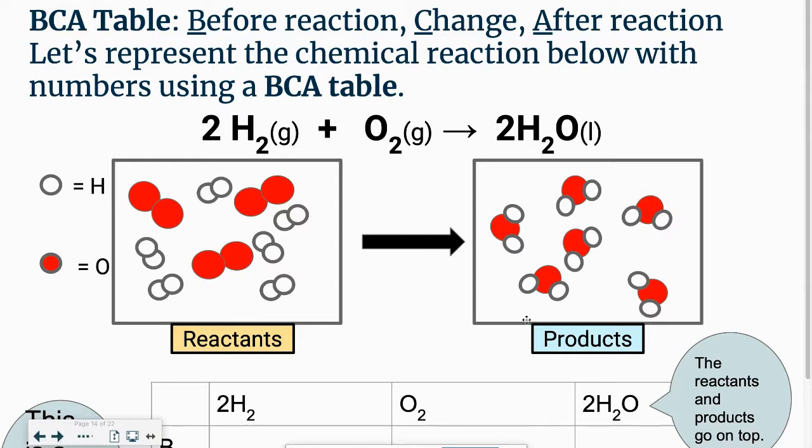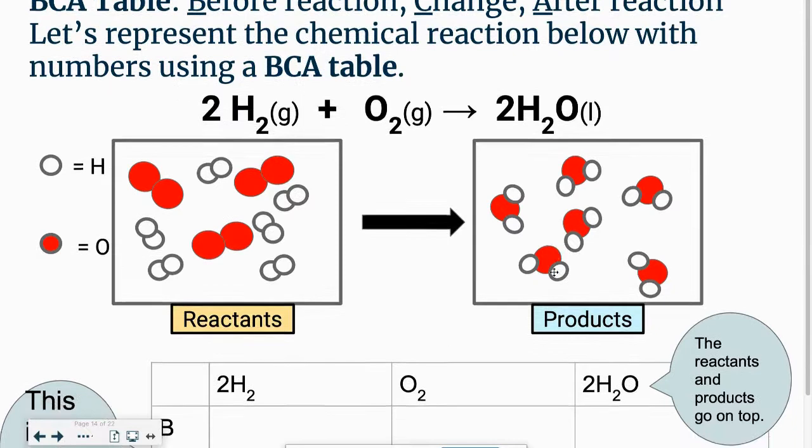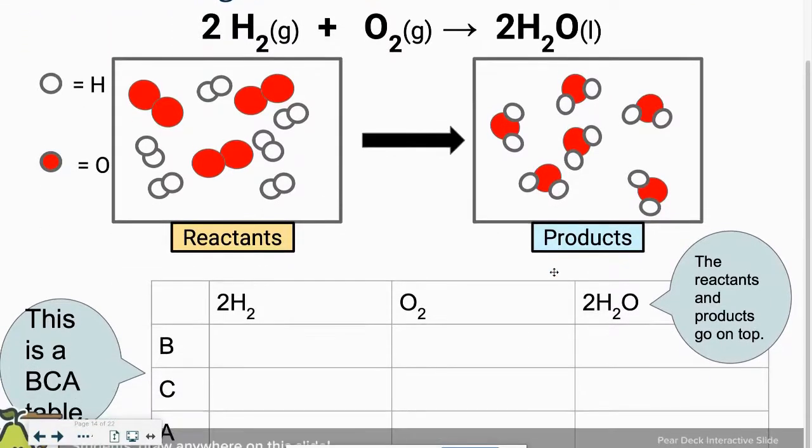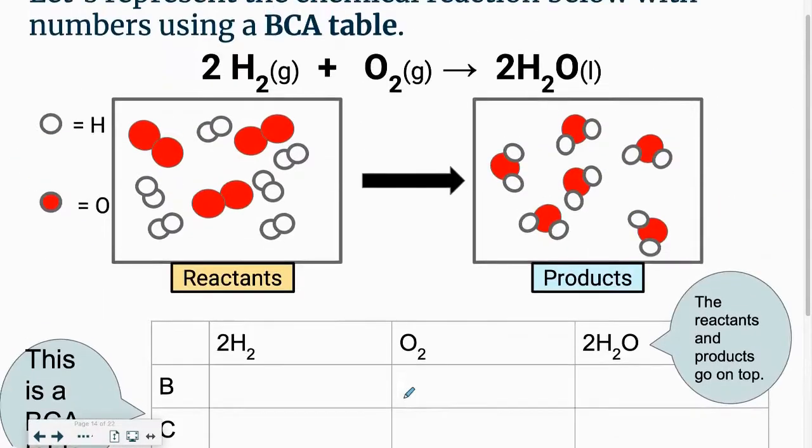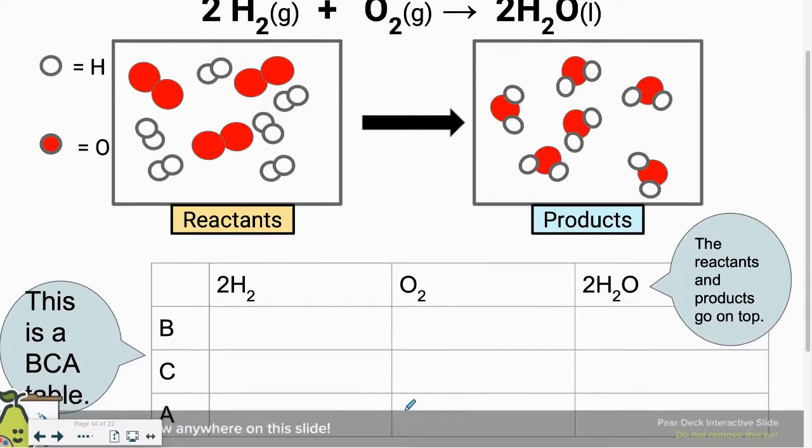All right, so now let's introduce the BCA table. So once we've drawn the reactants and the products, there's another way to represent the chemical reaction, and that's by doing something called a BCA table. So there are some steps to filling in this BCA table. So I'll go through it with you.